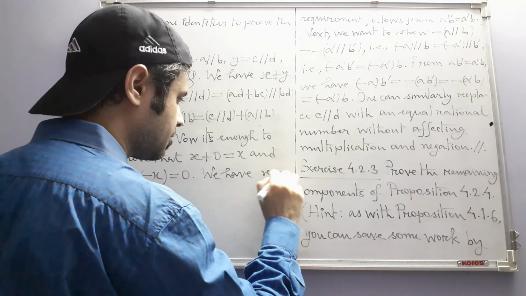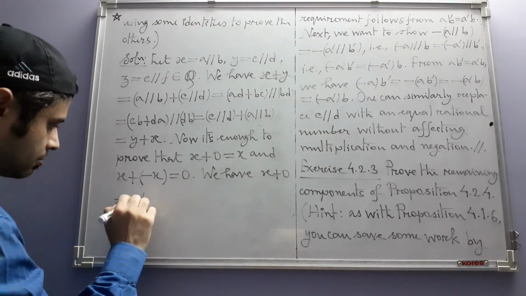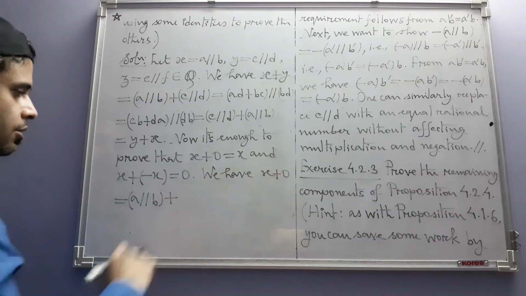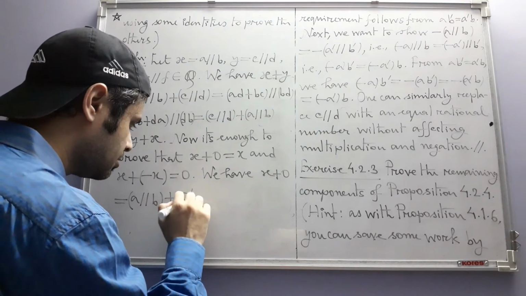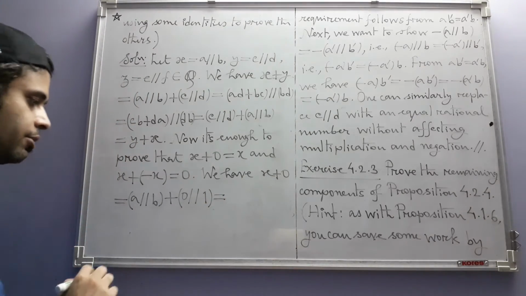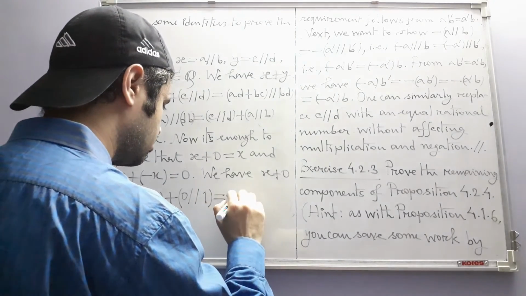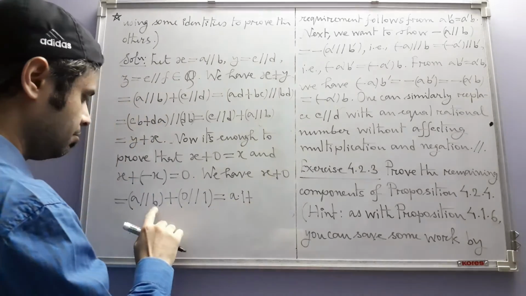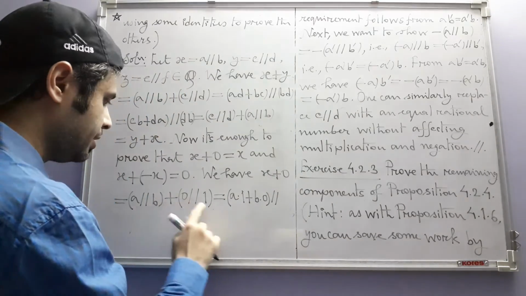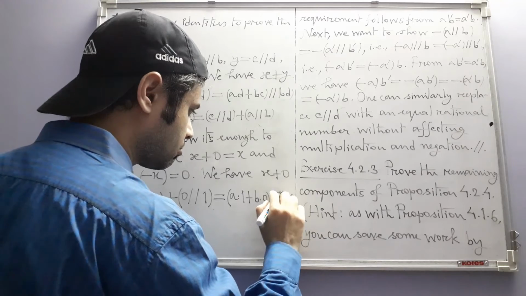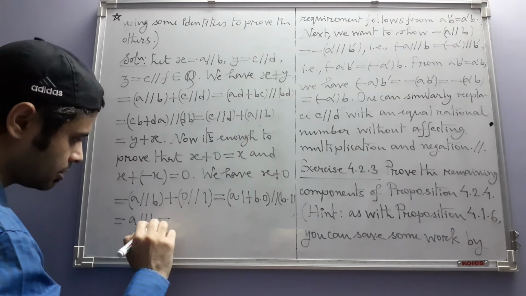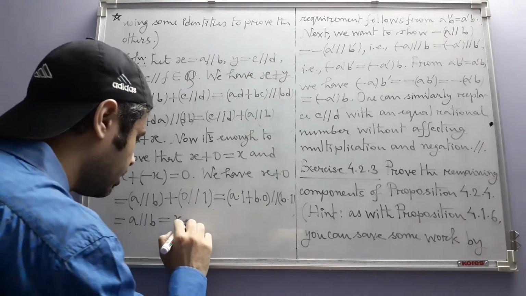We have x plus 0 equal to a by b. Recall what this rational number 0 means. It means this rational number. Then you apply the definition of addition: a times 1 plus b times 0 by b times 1. So this gives us again a by b, so this is equal to x.